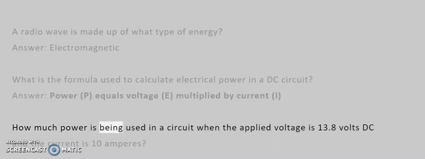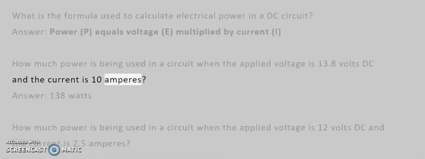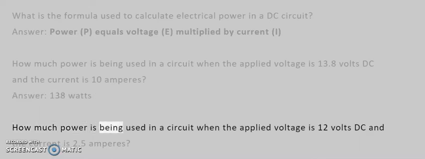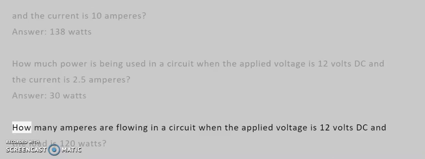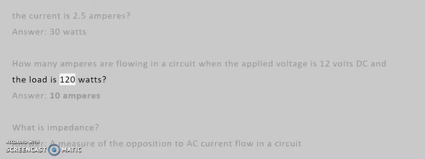How much power is being used in a circuit when the applied voltage is 13.8 volts DC and the current is 10 amperes? Answer, 138 watts. How much power is being used in a circuit when the applied voltage is 12 volts DC and the current is 2.5 amperes? Answer, 30 watts. How many amperes are flowing in a circuit when the applied voltage is 12 volts DC and the load is 120 watts? Answer, 10 amperes.